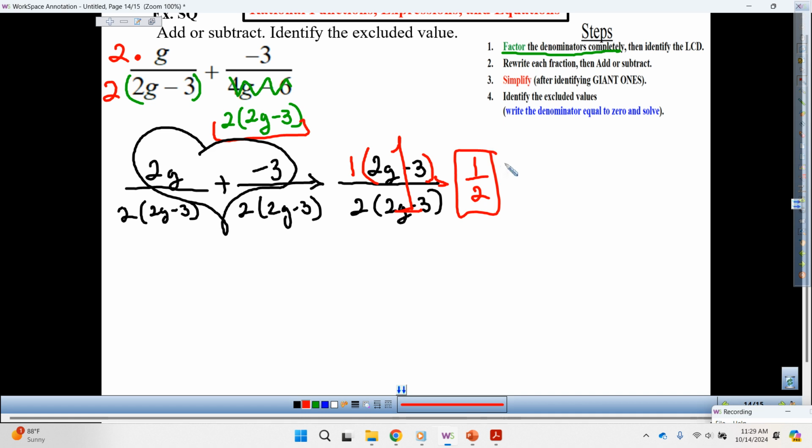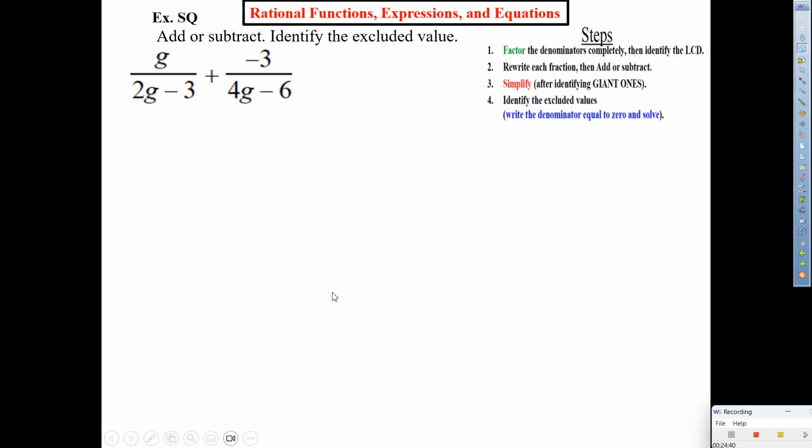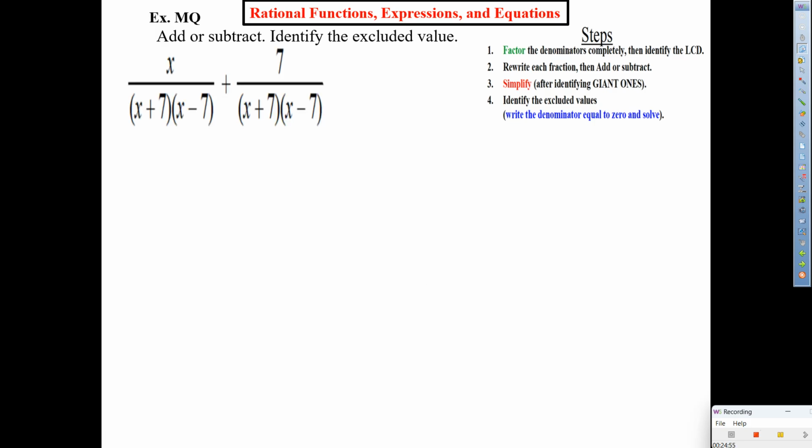You're like, Q, just give us a tough problem here already. Right? Am I right? All right, let's do another one. Copy this one. Example omega Q, we got x over x plus 7 times x minus 7 plus 7 over x plus 7 times x minus 7.